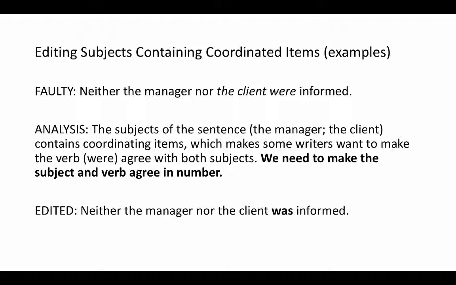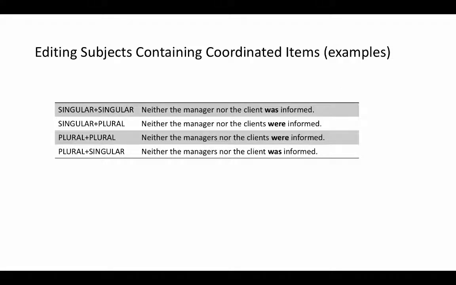So one trick there is to just look at the closest noun and make those agree, which is actually the opposite of the previous rules. So let's look at a table that breaks it down a little bit. When the coordinated items are singular and singular, you want to make a singular verb, was. If it's singular in the first case and then plural in the next case, you want to make it plural because it's close to clients. Were informed. Clients were informed. If both are plural, managers, clients, again, make them plural. Were informed. If it's plural and then singular, what do? Was informed.